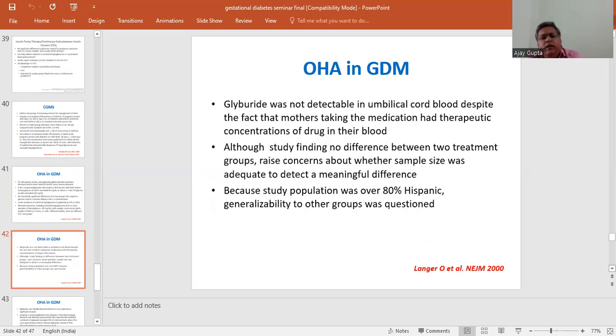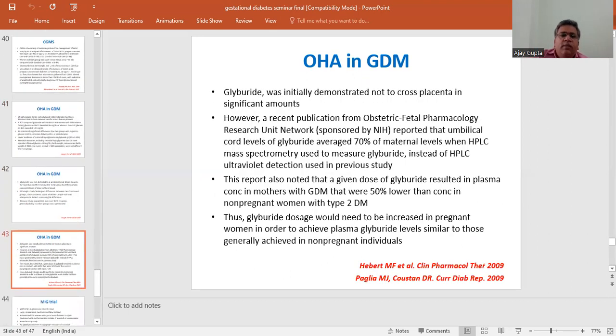Glyburide is not detectable in the umbilical cord blood, despite the fact that the mother taking the medication has a therapeutic concentration of the drug in her blood. Although the study found no difference between the two treatment groups, this raised the concern whether the sample size was adequate to detect a meaningful difference. And because the study population was mostly Hispanic, other groups cannot necessarily be given the same medicine.